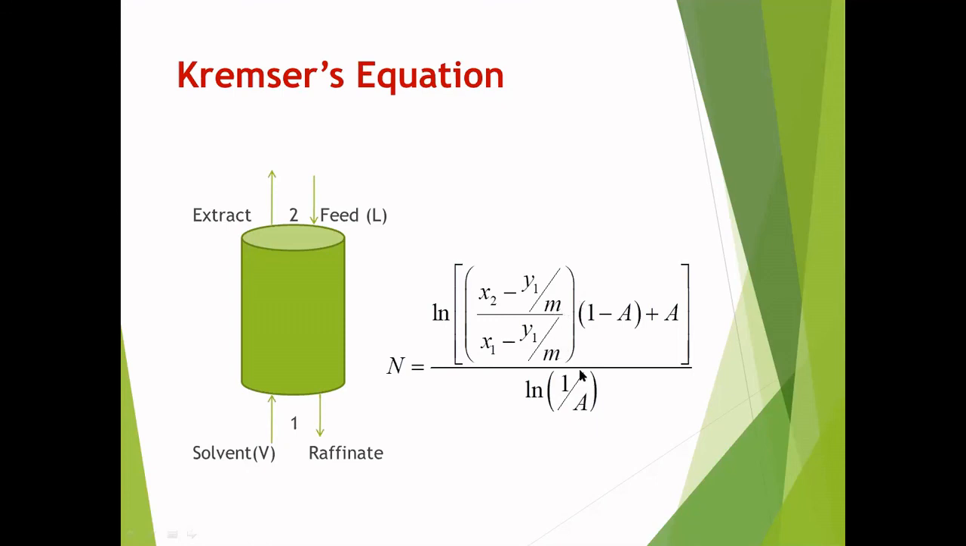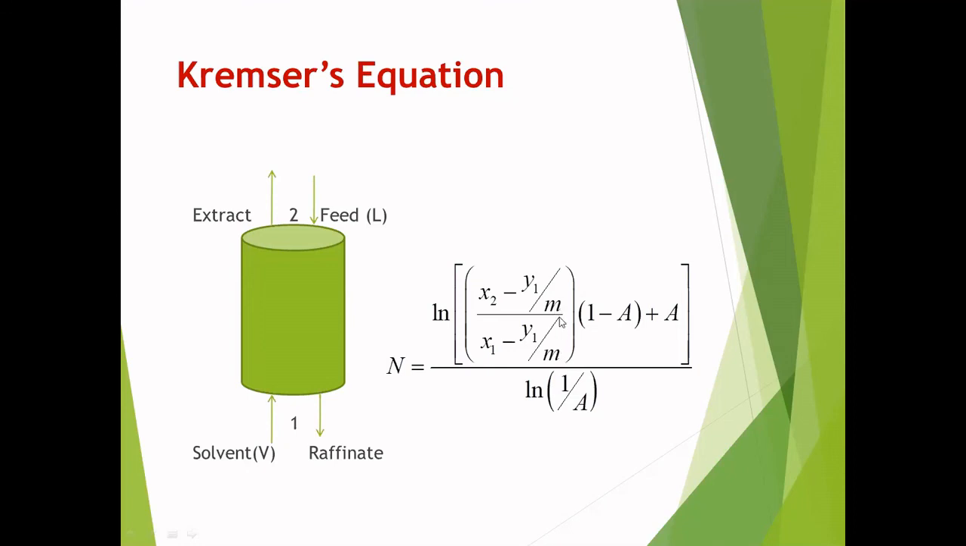This M is the slope of the equilibrium curve. The slope of the equilibrium curve that has been processed and converted to what we call the geometric mean. Shall I say, not the geometric mean, but rather, if you recall our discussion in gas absorption and stripping, the M that we use there, is it the slope of the concentrated region or the slope of the less concentrated region, the dilute region?